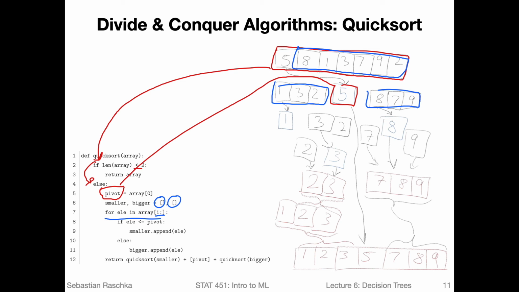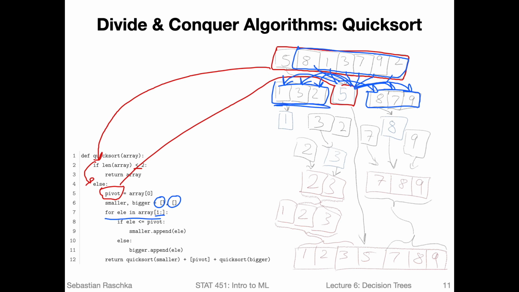So let's walk through this. If we have an 8, it is bigger than 5, so it goes here. The 1 is smaller than 5, so it goes here. 3 is smaller than a 5, so it goes here. 7 is bigger than the 5, so it goes here. 9 is bigger than the 5, so it goes here. And lastly, the 2 is smaller than the 5, so it goes here.